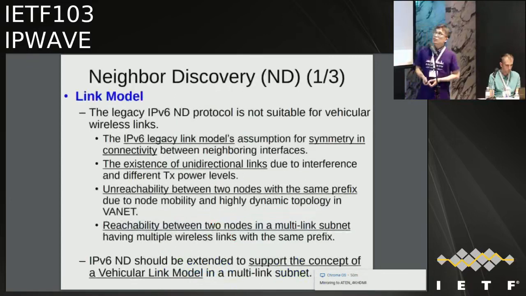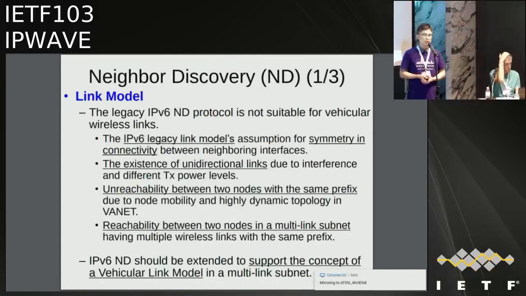Okay. So I tried to clarify the link model mainly from the ad hoc network perspective. The legacy IPv6 neighbor discovery protocol is not suitable for a vehicular wireless link because the major concern is asymmetry in connectivity. In the vehicular case, depending on transmission power and also interference in the air, one transmission does not necessarily guarantee the other transmission, right? So asymmetry in connectivity exists. And also, lastly, in the multi-link subnet case, they should be reachable, even though the multi-link subnet consists of multiple wireless links with the same prefix. So how to handle that?